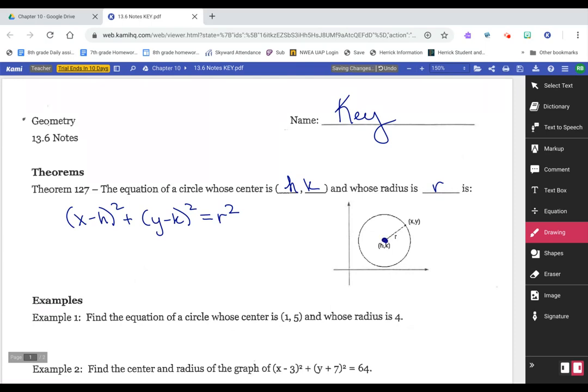It's (h, k), which means h is the x value. So from here to here, that's your h value. And then from here to here, that's your k value. For the radius, that's just whatever the distance between these two points would be. This point on the circle, if you have (x, y), well, for that specific point, the x coordinate would be this much, and the y coordinate would be about that much.